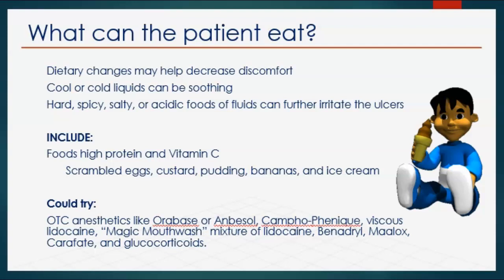Over-the-counter preparations can also be used. We use Oragel for babies. That can be used as some kind of Orabase or Anbesol. Campho-Phenique is also something that's over-the-counter that can be used as a numbing agent or a soothing agent.